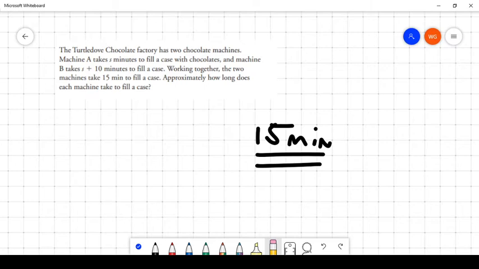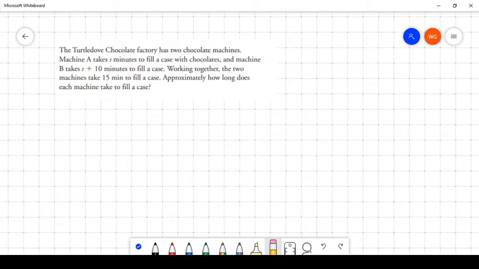When you increase the amount of work being done, you increase the rate. But let's talk about what the rate is here. If two machines work together, the time it takes is 15 minutes, but the rate that they will work per minute is that they will fill 1/15 of a case per minute. Because if you take 1 minute and you divide it by 15, which is the total time, what you find is they fill 1/15 of a case per minute.